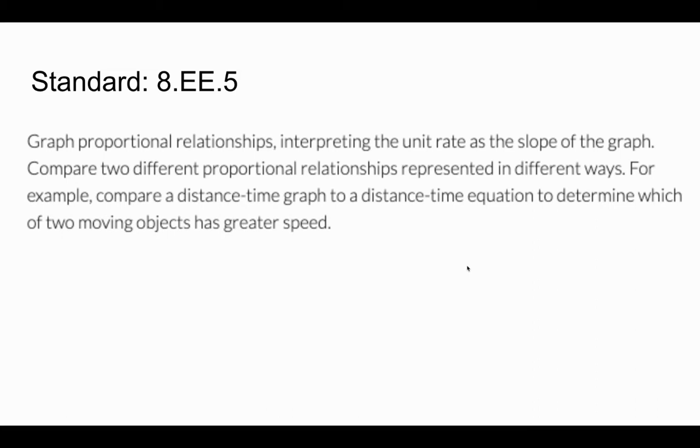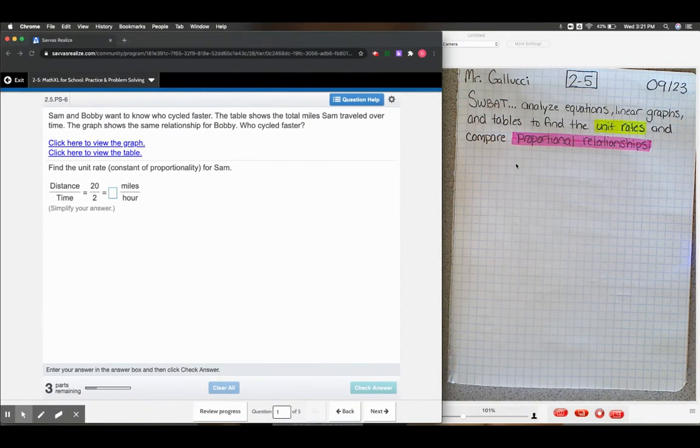The standard that we're asked to work on today is 8.EE.5. And the big part that we're going to do is the second sentence here today. The first part we're going to do at a later date. Today we compare two different proportional relationships represented in different ways. So tables, graphs, equations, tables, equations, graphs. And that's what we're going to dig into.